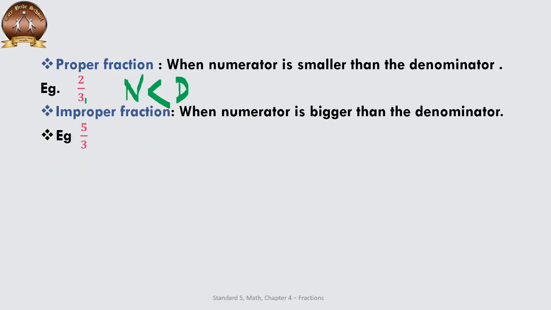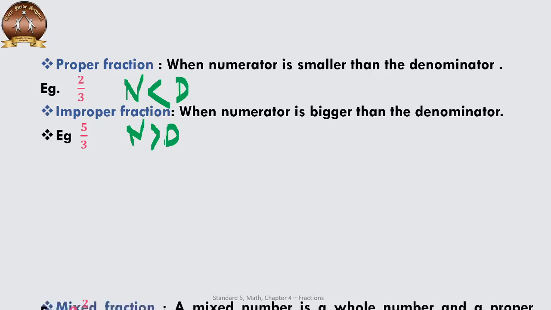Then we have an improper fraction here. When numerator is bigger than the denominator, we call that fraction an improper fraction. So here you can see that 5 is greater than 3. So we can say that the numerator is greater than the denominator. So this fraction is an improper fraction.